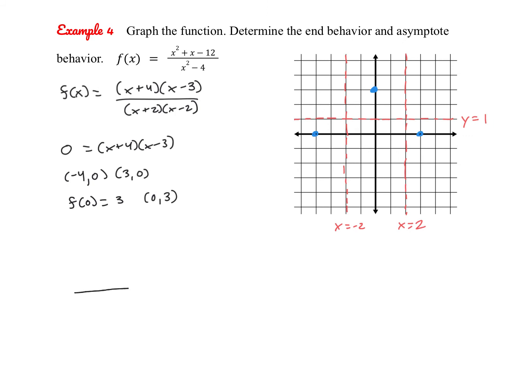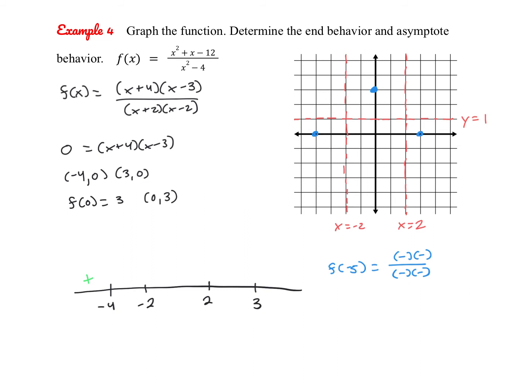So we want to figure out what's happening between negative 4, which is our 0, negative 2, which is our asymptote, positive 2, and then positive 3, which is our other 0. So we use any x-intercepts and vertical asymptotes. So let's do f of negative 5. Our first factor is negative, then negative, and then negative and negative, which results in a positive.